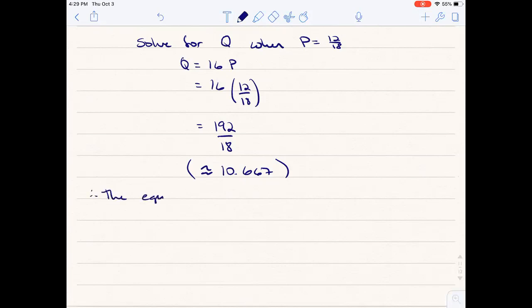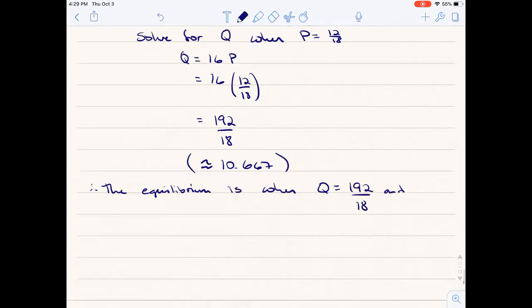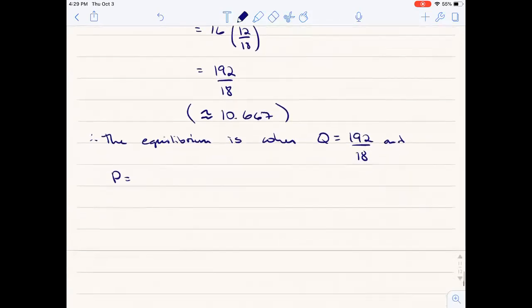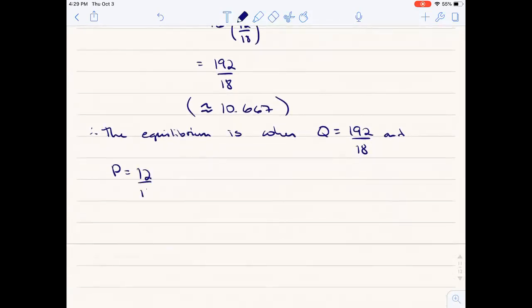Therefore, the equilibrium is when Q is 192 over 18 and P is 12 over 18. Clean up my end here.